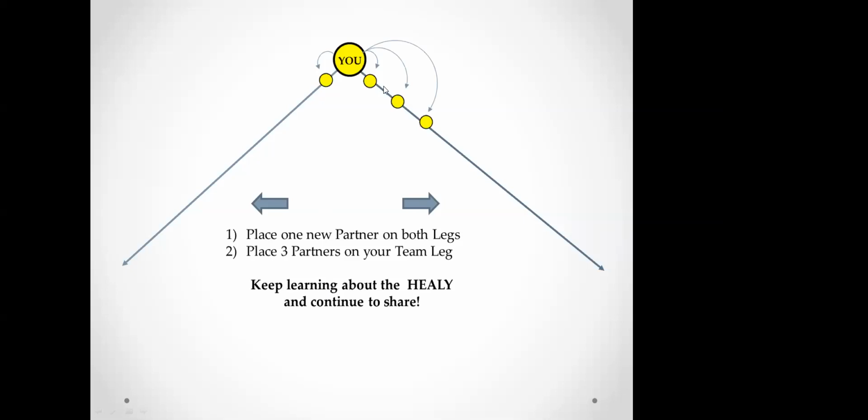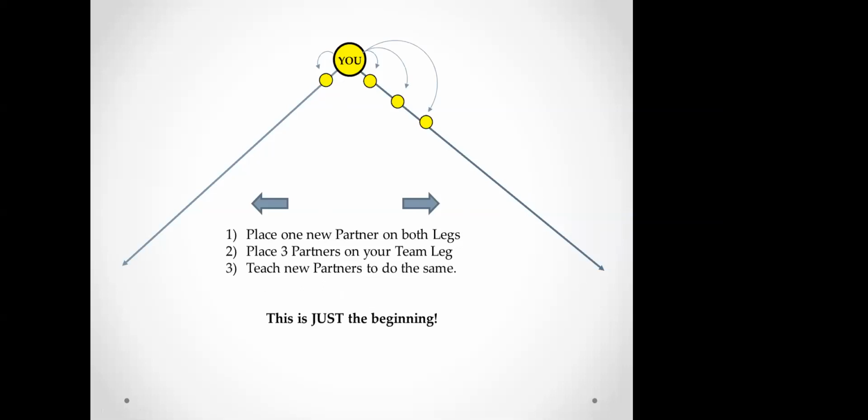Place 3 partners on your team leg. This one I made the right, the team leg. So this would be this person's team leg. Okay, keep learning about the Healy. Keep sharing it. Give it to somebody. Let them take it overnight. I have a couple of Healys out right now with people, and they're so excited because they slept great and they were going to use energy today. Let them borrow it for the night.